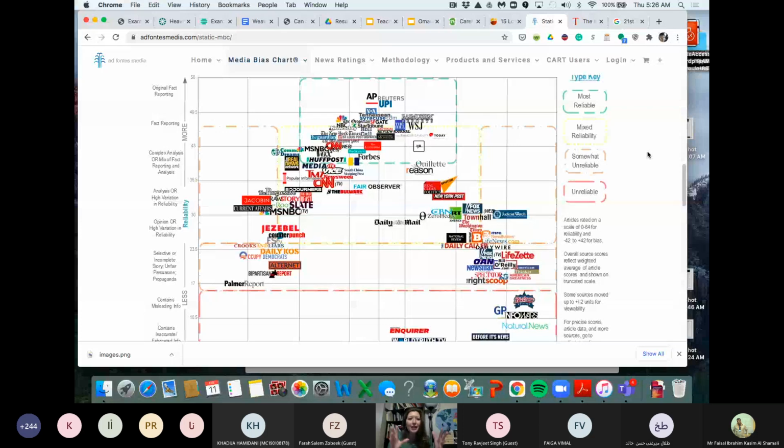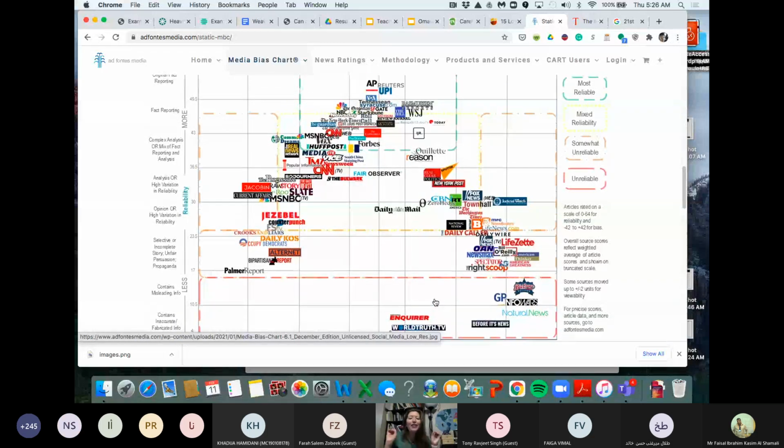But it goes from original fact reporting to complex analysis, very one-sided, right down to contains inaccurate, fabricated info, as in everything that you are reading on this site is essentially not true. And as you can see from the left and the right perspectives, or the more conservative or liberal perspectives, every source has a way of branching out. There are those that stay more neutral, more unbiased, if you will, and they branch out to more or less, yes, these sources are going to give perspective, but some sources might give more perspective than others.